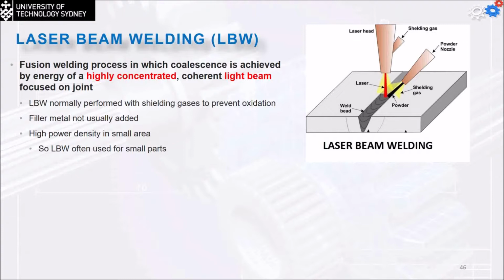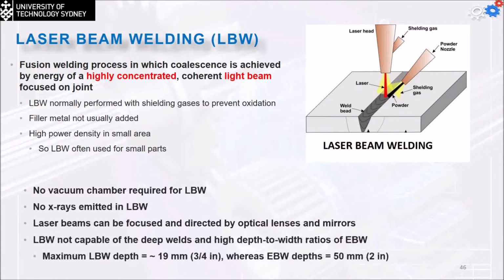The laser beam can be focused directly by optical lenses and mirrors instead of electromagnetic lenses. But the problem is it is not capable of deep welds with a high depth to width ratio, like what we had in the case of the laser cutters, which cannot cut more than 1 centimeter. So the maximum depth we can have can be 19 millimeters if we're going to have a big machine. The thermal welding, well, this one is mixing between the casting and the welding.